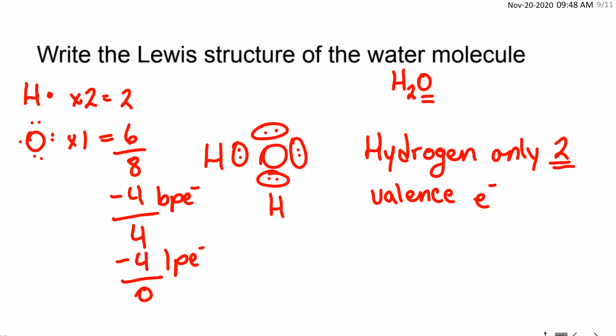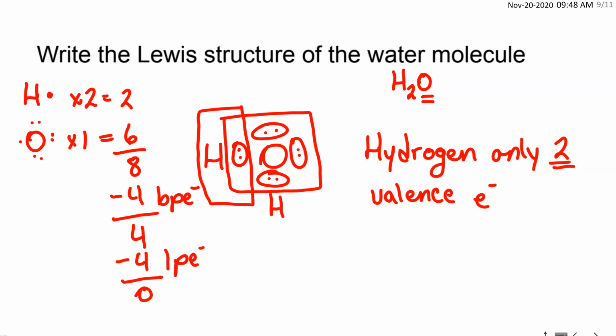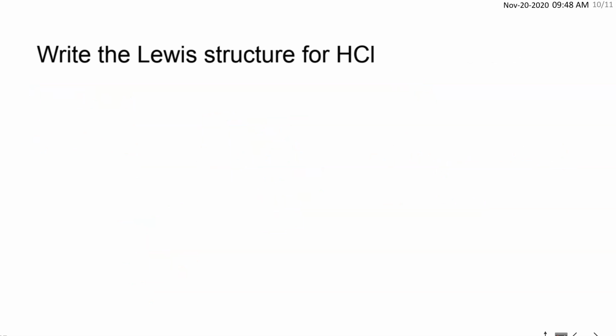Okay, and oxygen looks like it has 8 valence electrons. Each hydrogen looks like it has 2 valence electrons, which is what it should look like. Okay, so we're good there. Now for HCl, first we draw the skeleton structure. Since there are just 2 elements here, we just draw them side by side.